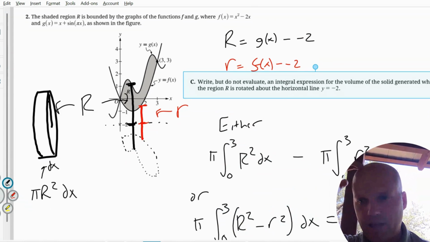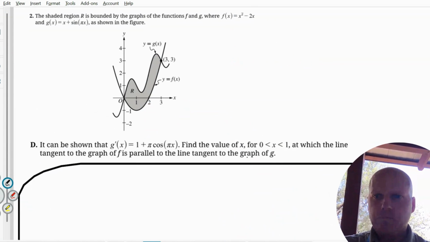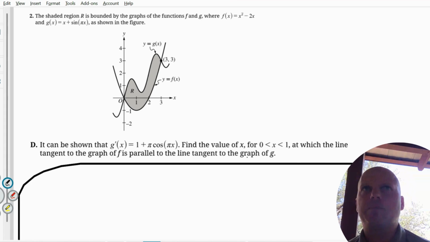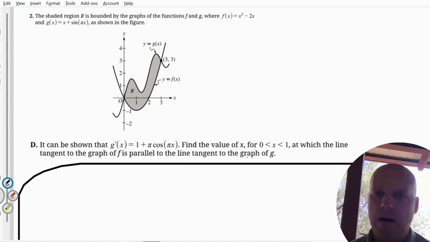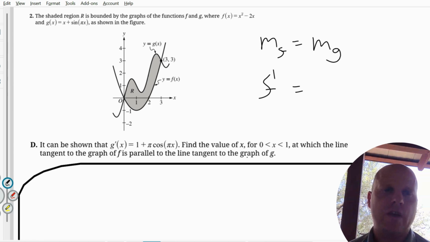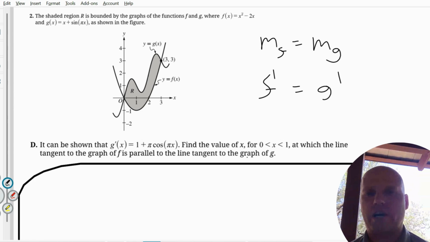Okay. And then part D was an interesting question. It says, when is the line tangent to F parallel to the line tangent to G? It's very simple. You have to think about what parallel lines have in common. Parallel lines, the slopes are equal. The slope of f, when does that equal the slope of g? Well, obviously the derivative of f and the derivative of g is what you're trying to find.